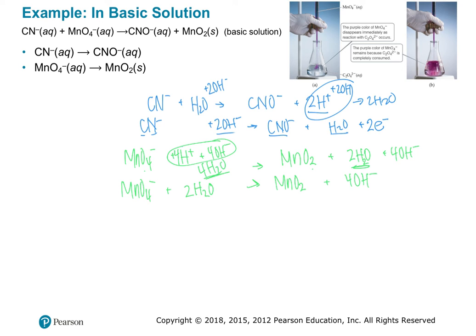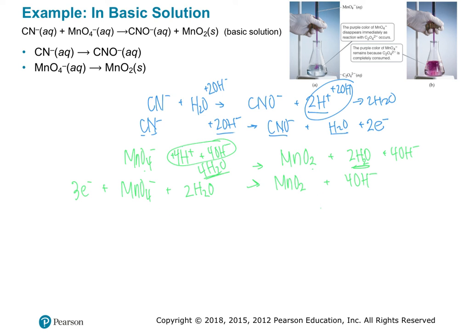Last thing is charge. I have a -1 from permanganate, neutral, so I have a total of -1 over here. I have neutral for manganese oxide and -4 from hydroxide, so -4 over here. So I need to add electrons to my reactants, 3 exactly, to get to -4 on both sides.